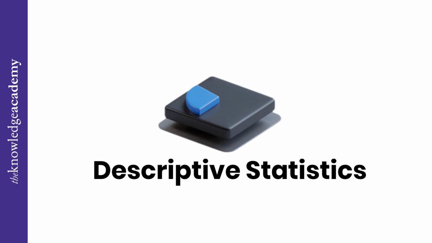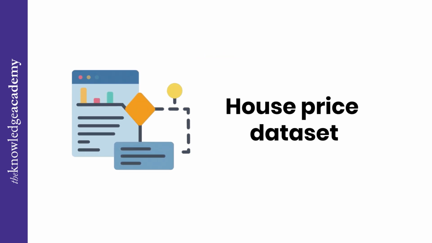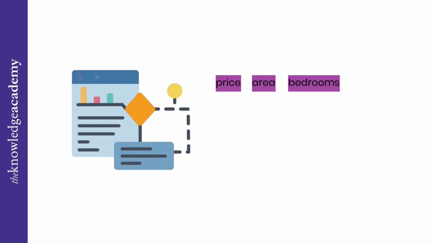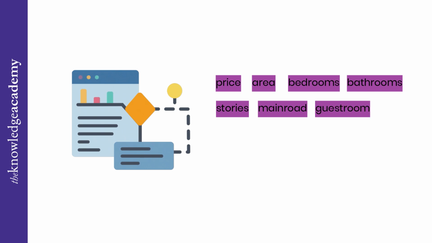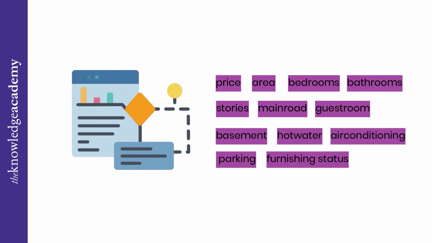Let's start with descriptive statistics. Let's understand descriptive statistics with an example. We'll use a dataset of house prices for our examples, which we used in our previous videos. This dataset includes columns such as price, area, bedrooms, bathrooms, stories, main road, guest room, basement, hot water heating, air conditioning, parking, and furnishing status.